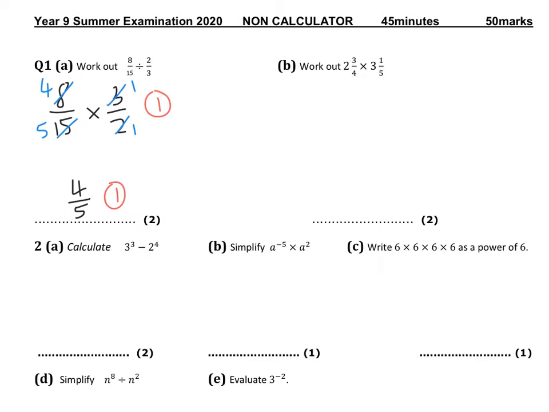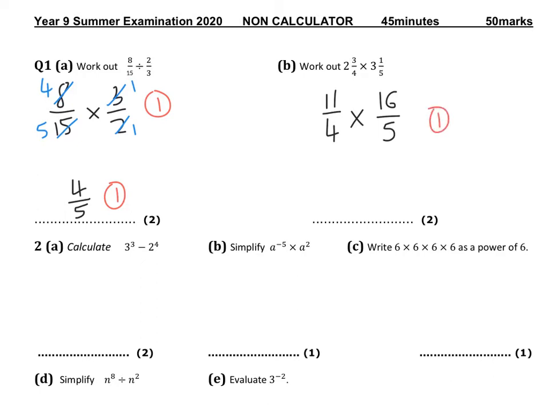In part B, first mark would be to get them all into improper fractions. So 2 wholes is 2 times 4, 8 quarters. 8 quarters plus 3 quarters is 11 quarters. And 3 1/5, how many fifths are in 3? Well, 3 5s are 15, plus 1 is 16. So we've got 16 fifths. And give 1 mark for that.